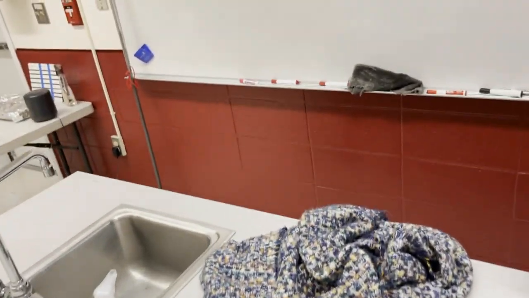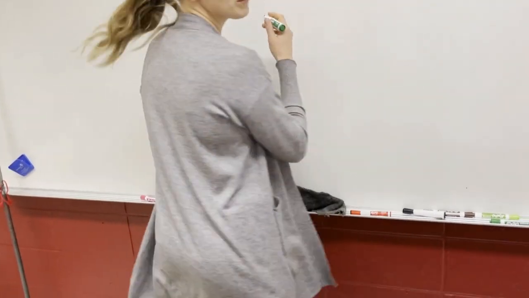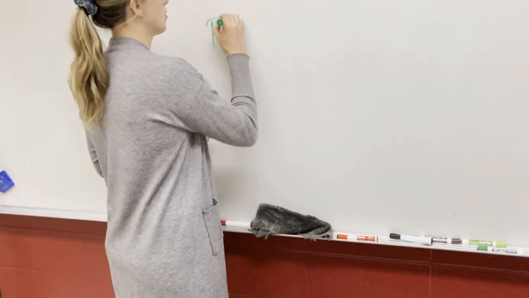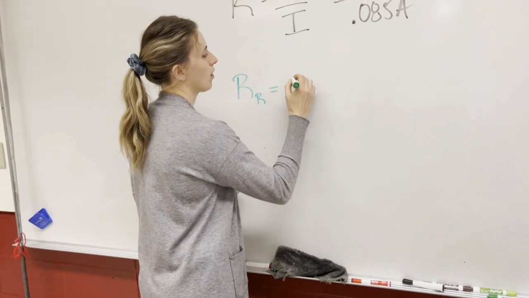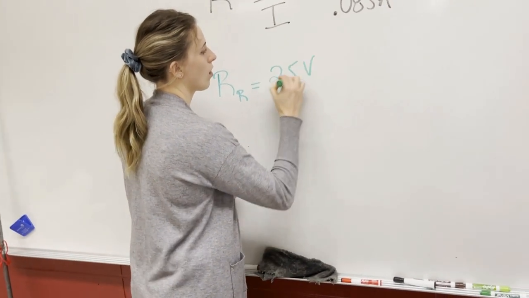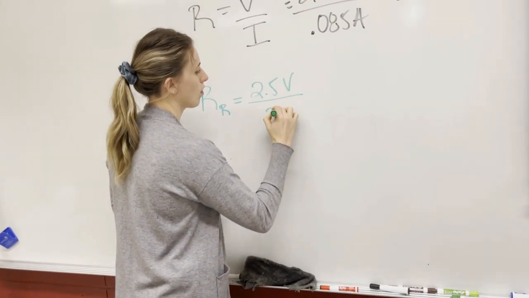So for the round bulb, what's the first number they give me? Round bulb, it's 2.5 volts divided by 0.260 amps.